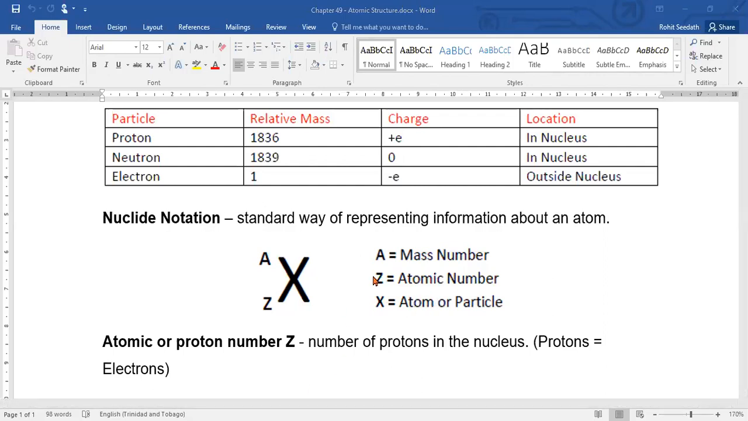The nuclide notation is basically a simple way that we can use to show elements.